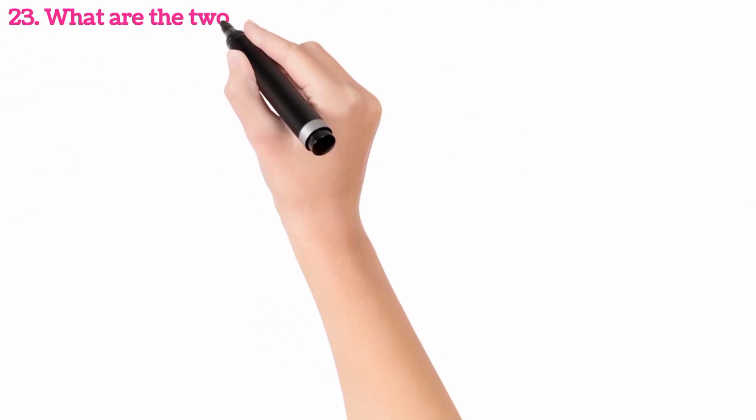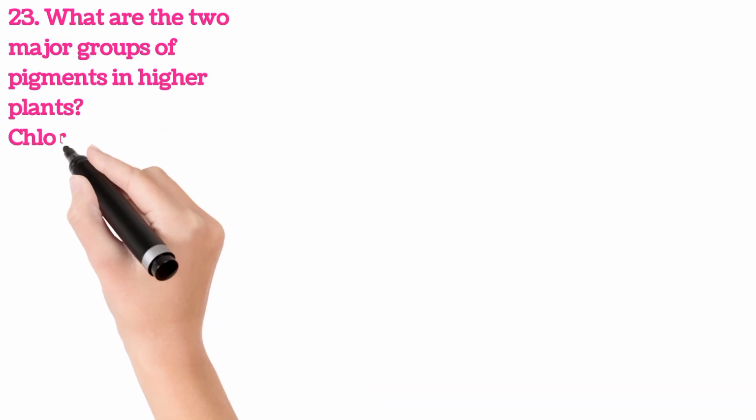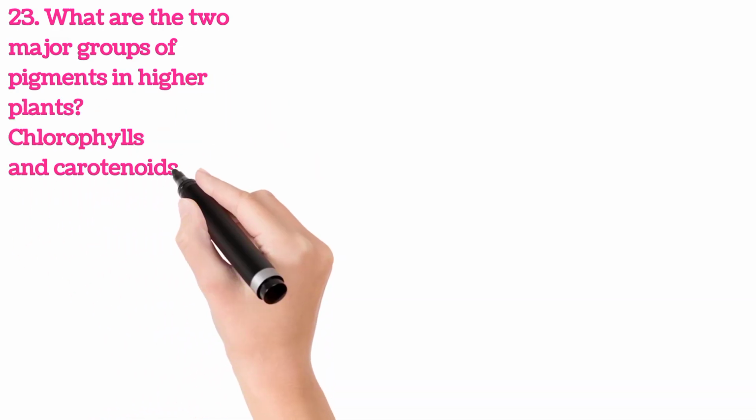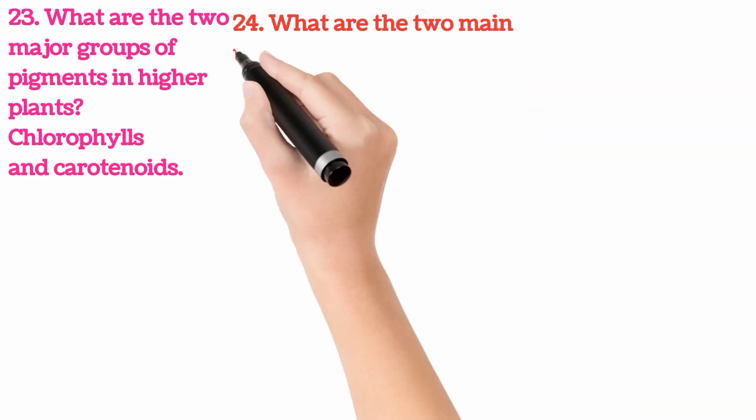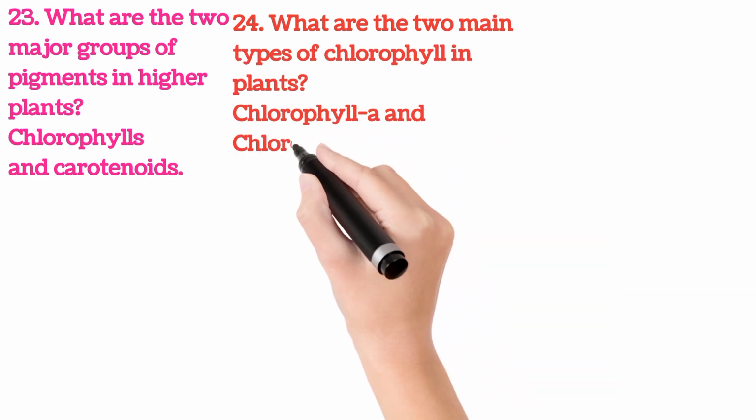23. What are the two major groups of pigments in higher plants? Chlorophylls and carotenoids. 24. What are the two main types of chlorophyll in plants? Chlorophyll A and chlorophyll B.